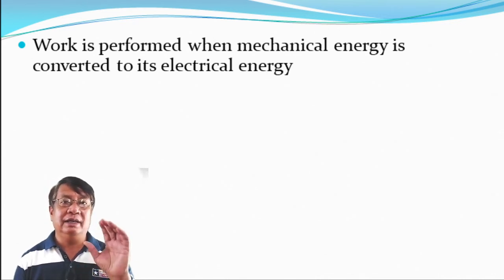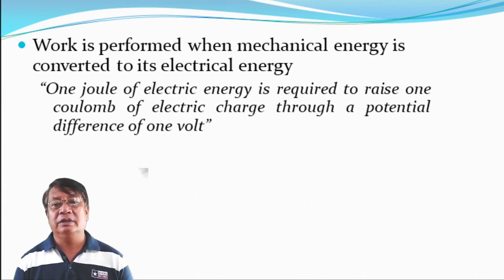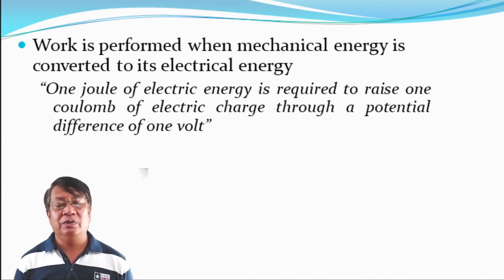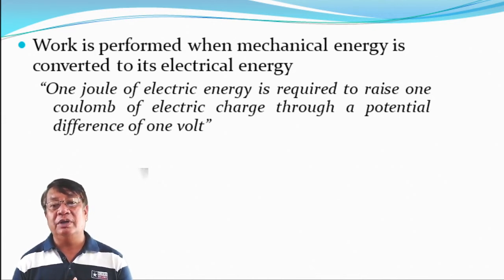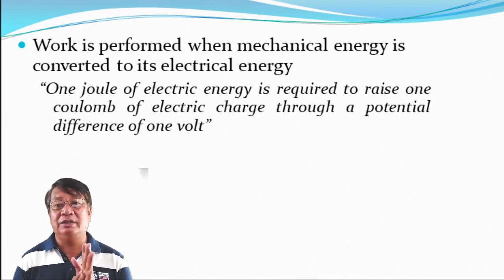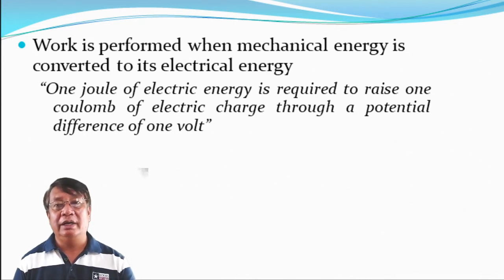So work is performed when mechanical energy is converted to electrical energy. When mechanical energy is converted to another form of energy, which is electrical, then work is produced. Okay, so we have this generalization: 1 joule of electric energy is required to raise 1 coulomb of electric charge through a potential difference of 1 volt. Okay, 1 volt, 1 coulomb of charge, then we have 1 joule of electric energy required to move this 1 coulomb of charge.